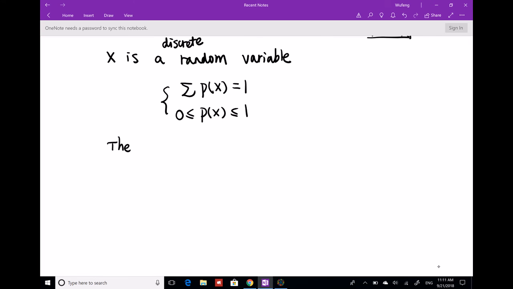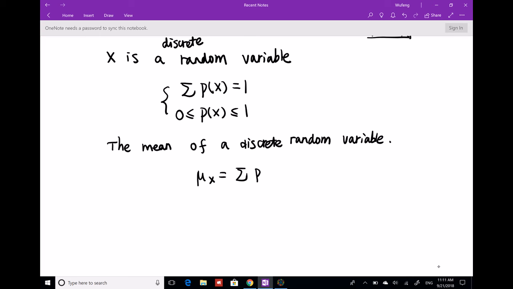Or the expected value, the same thing. The mean of a discrete random variable: mu_x equals the sum of x times P(x). This is the formula for the mean value of a discrete random variable. Let's look at an example.